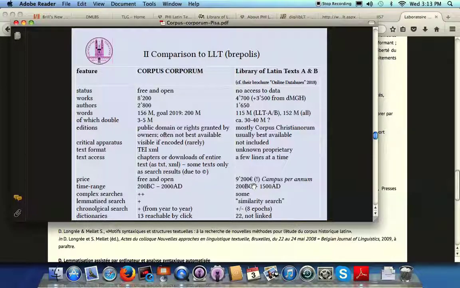So I'm presently working on formatting these texts into the kind of XML format we need for Corpus Corporum, and they will be added as well to Corpus Corporum.